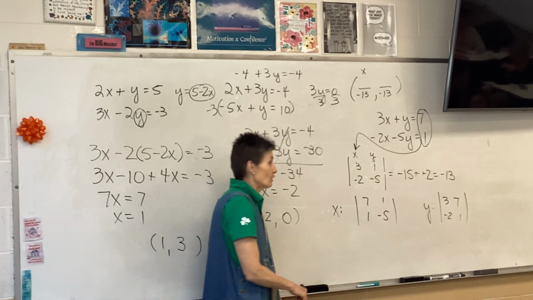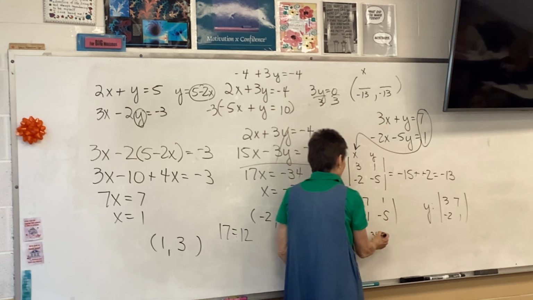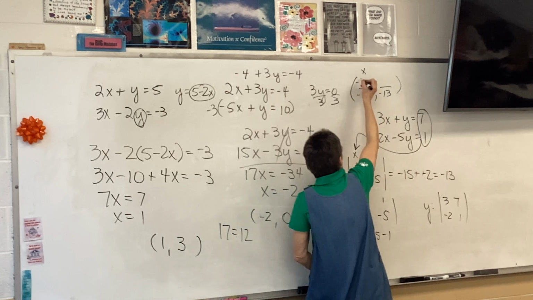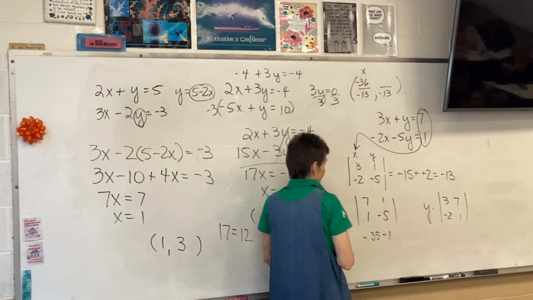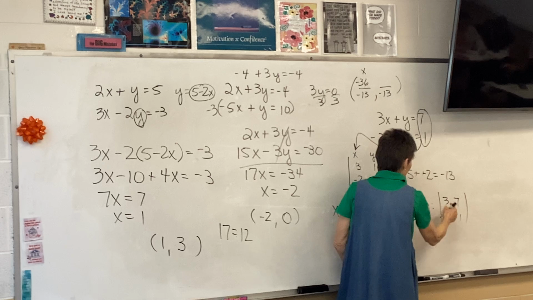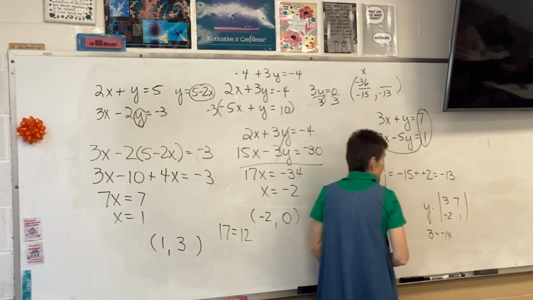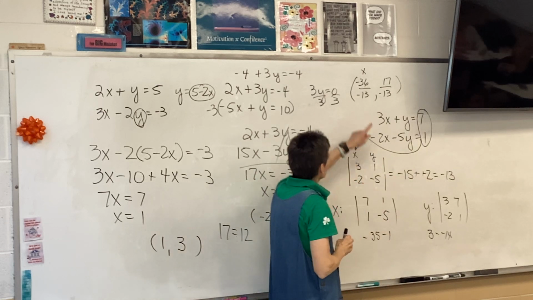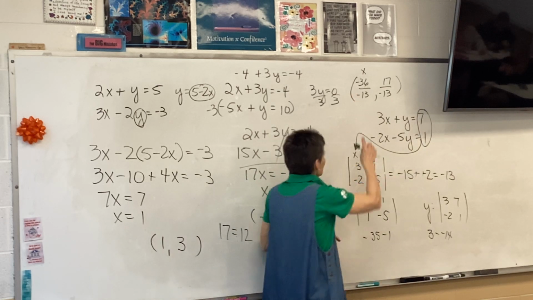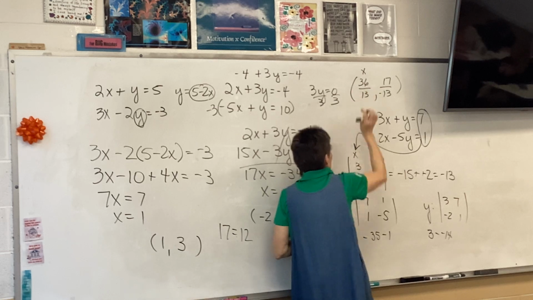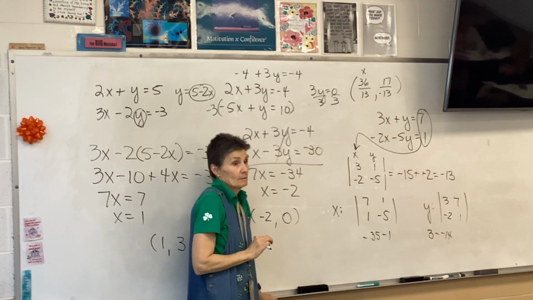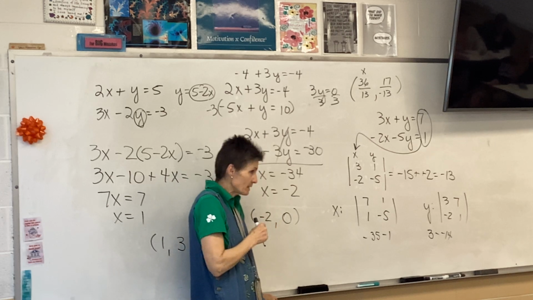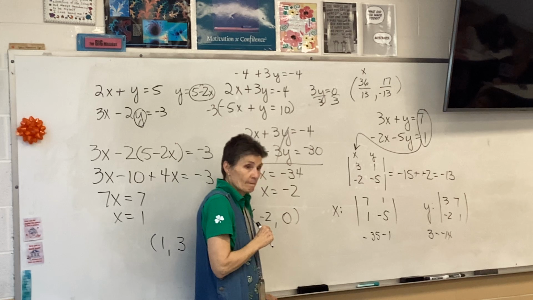All right, now here we go. -35 minus 1. -36. 3 minus -14, 17. Now, if you ever have a negative over a negative, you need to cancel those out. If your fraction reduces, these do not, but if they did, you would reduce them.